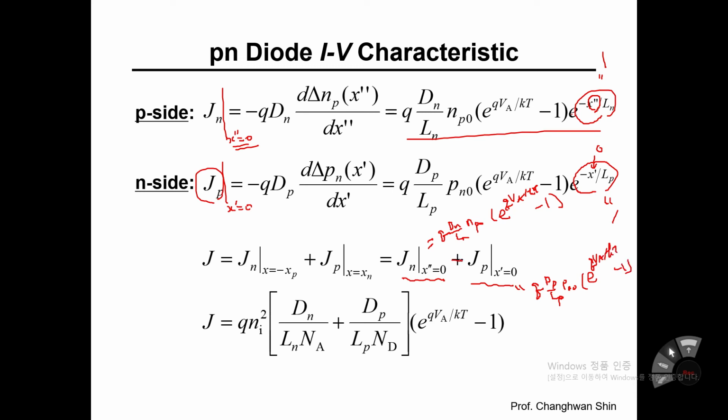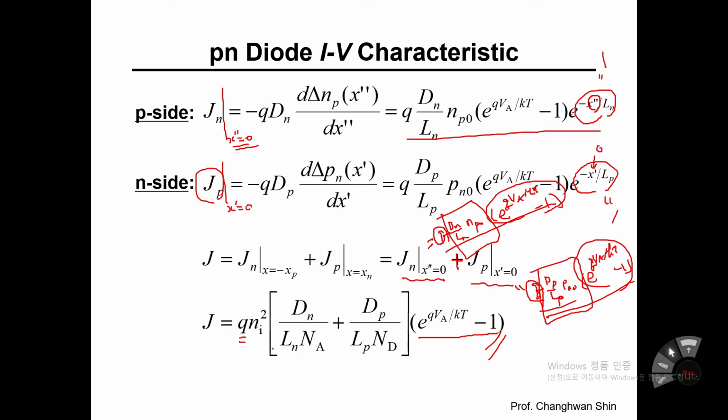Okay, now it's time to sum those two terms. What is the common term? Yes, q and this exponential term here and another q. So q is here and the exponential term is here. There we go. What else is left behind? Yes, this one and that one. Let me write it down. The total J is q times the exponential of qVa over kT minus 1, times Dn over Ln times np0 plus Dp over Lp times pn0. And now, np0 was what?